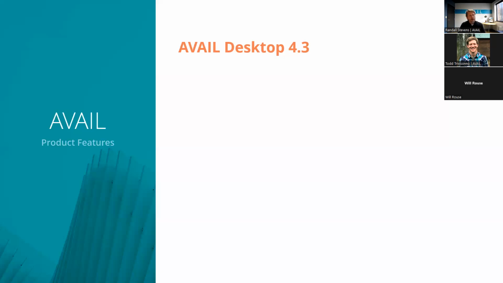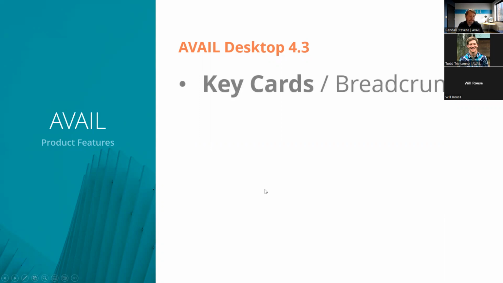All right, so we released this 4.3 version of the AVAIL desktop about 3 weeks ago, right before Autodesk University. So hopefully a lot of you have already downloaded it and started putting it to use. It was in beta for a couple of months before that, what we call preview release, but it's now in production, commercial availability.